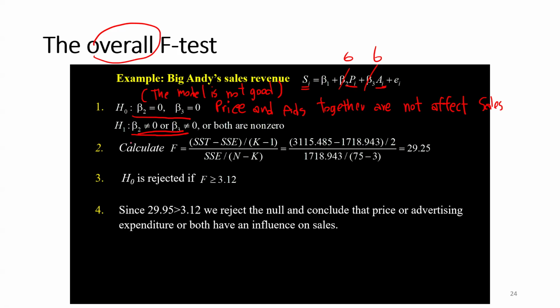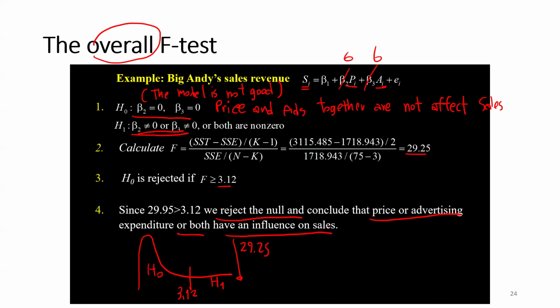Then second step, you calculate F equals 29. Third step, you open the F table, 3.12. And then last step, you draw the positive skew, 3.12, H0 and H1, your calculation here. Then you reject the null hypothesis and conclude that price or advertising or both have an influence on sales.